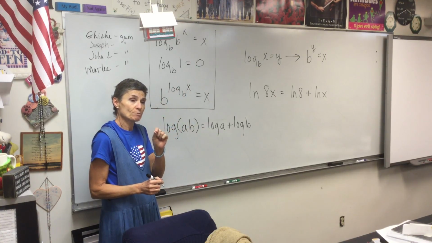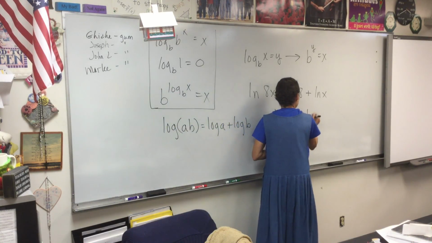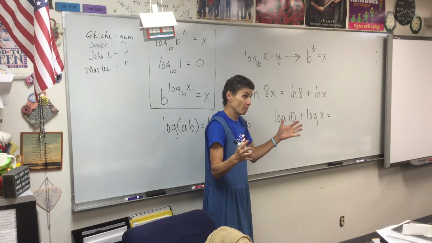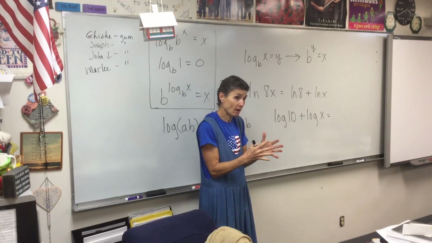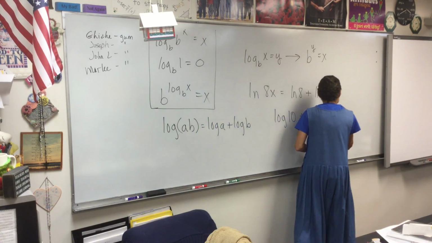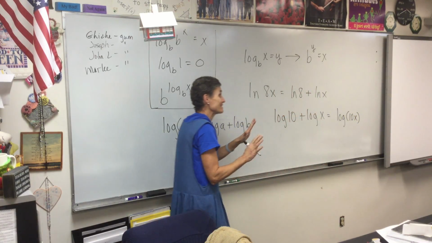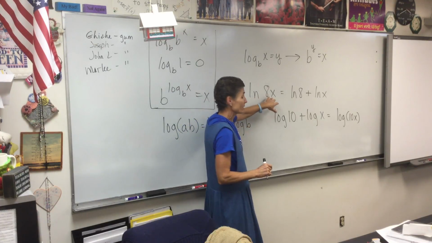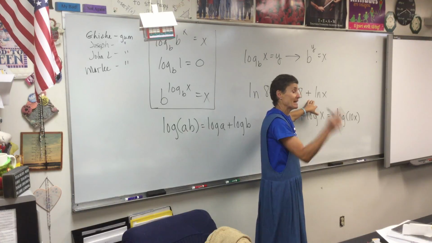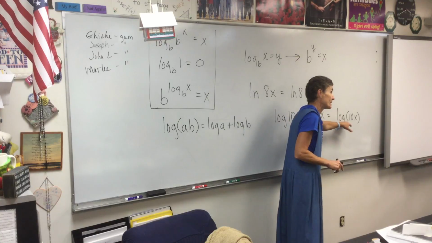Now, kids, that works both ways. So if I had the log of 10 plus the log of x, I could actually put that together and write it how? Log 10x. So again, the property says that when you take the logarithm of a product, it's the sum of the logs. Vice versa then, the sum of the logs is a logarithm of the product.